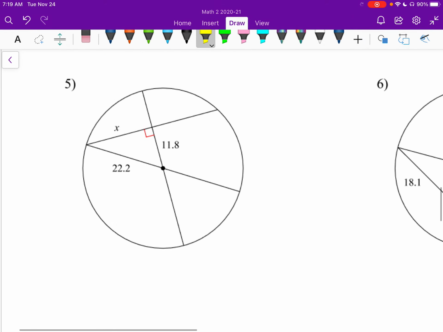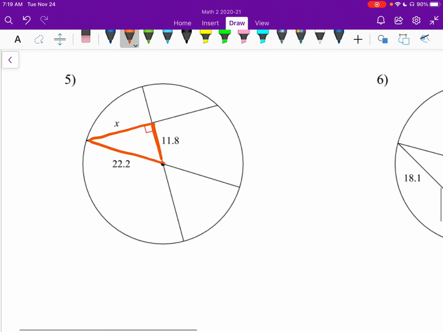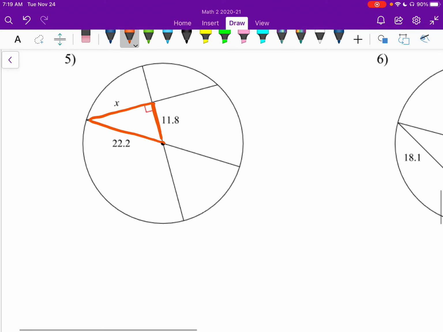Number 5. Oh, this one we're going to have to use the Pythagorean theorem. We've got a triangle here, and it is a right triangle, and we're not given enough information to be able to use the tricks that we've been using. So I'm going to use a squared plus b squared. I'll say x squared plus 11.8 squared is 22.2 squared.